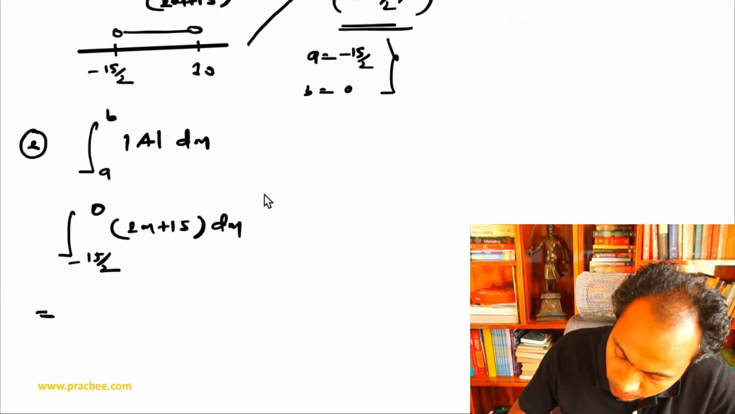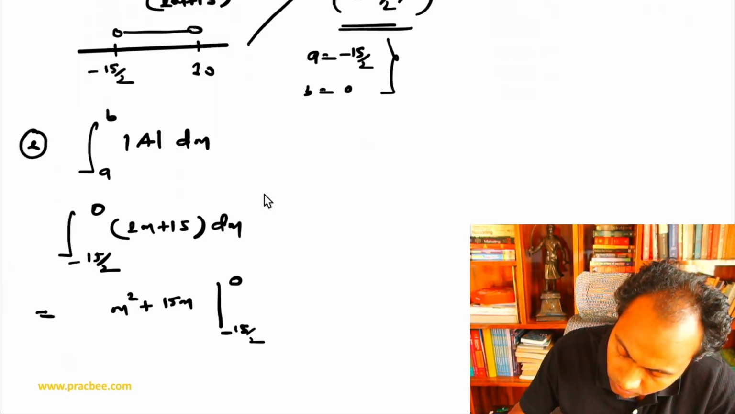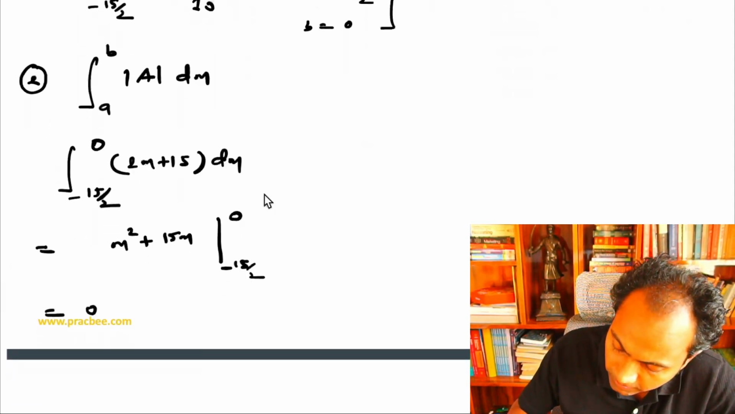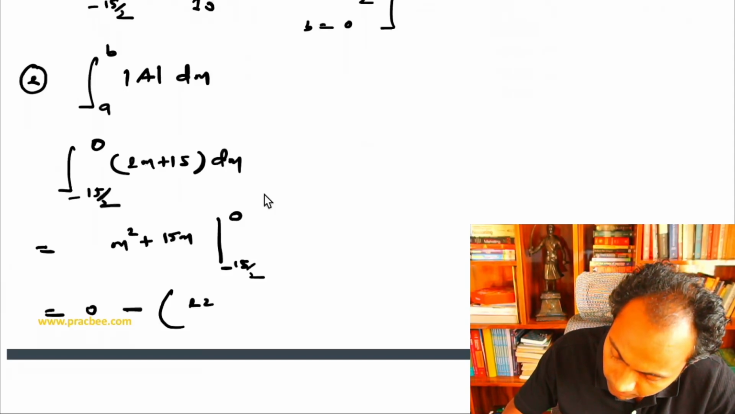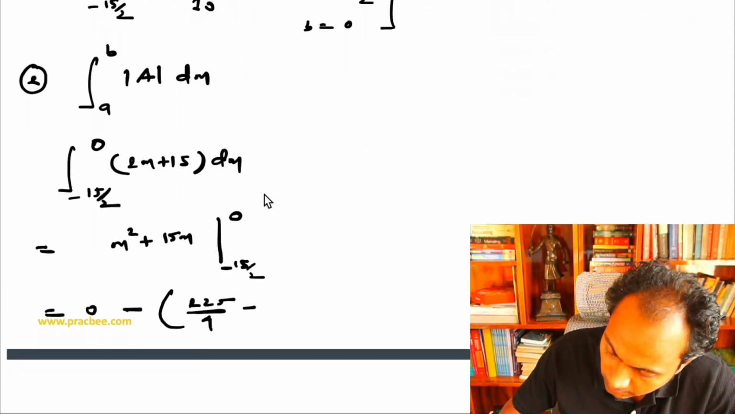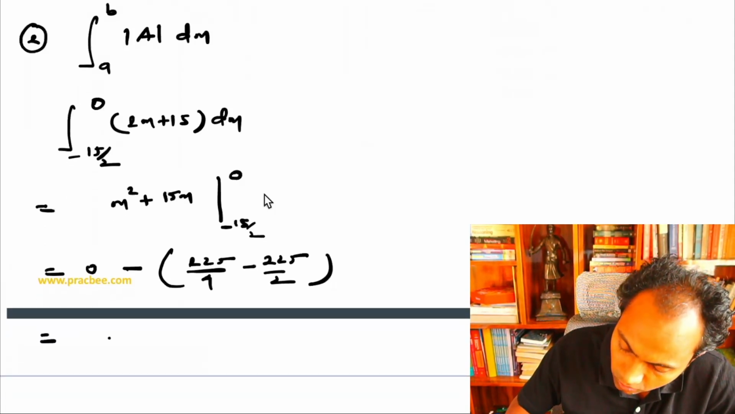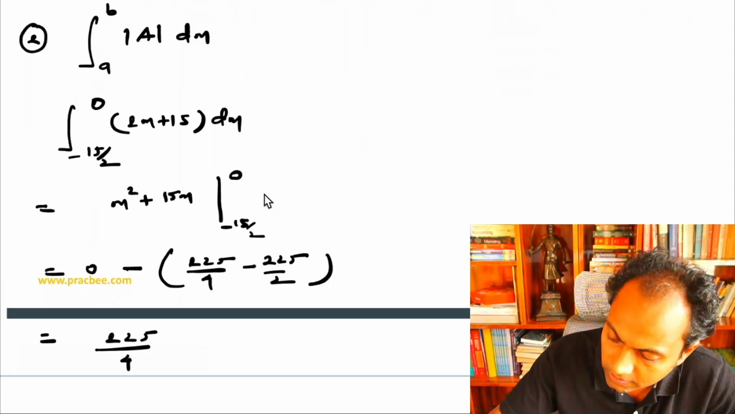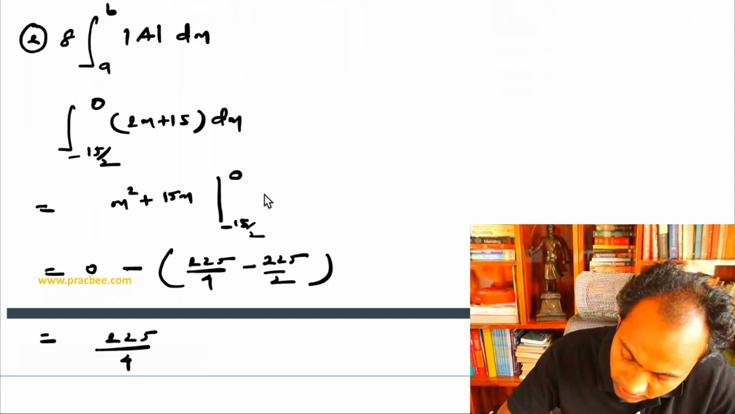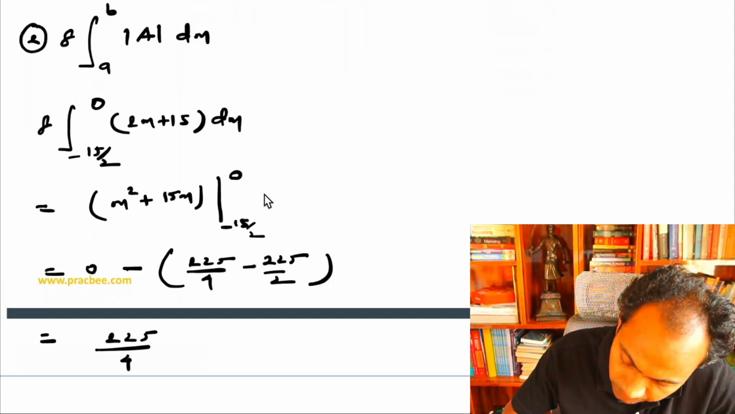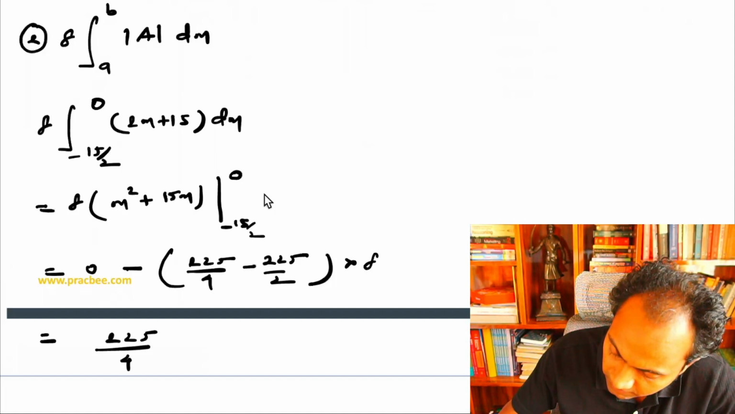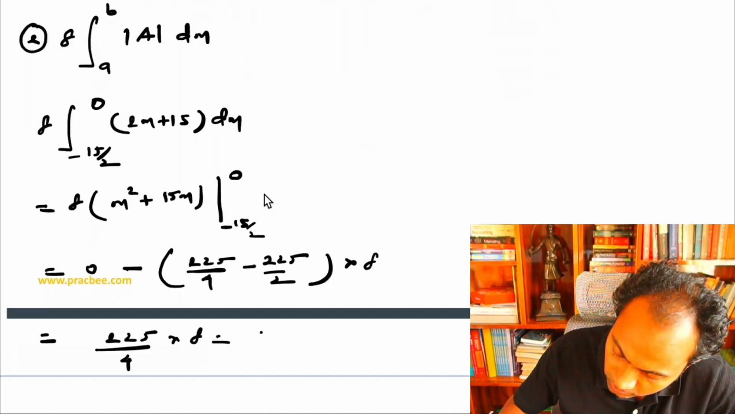If I do it so, this will become nothing but m square plus 15m and the limit is minus 15 by 2 to 0. 0 if I put it becomes 0, minus of this will become 225 by 4 and this is 225 by 2. If I simplify, this comes out to be 225 by 4. And now what they are asking is 8 times this. So let us also multiply with 8. So you can see that final answer will be multiplied by 8. So this comes out to be 450.